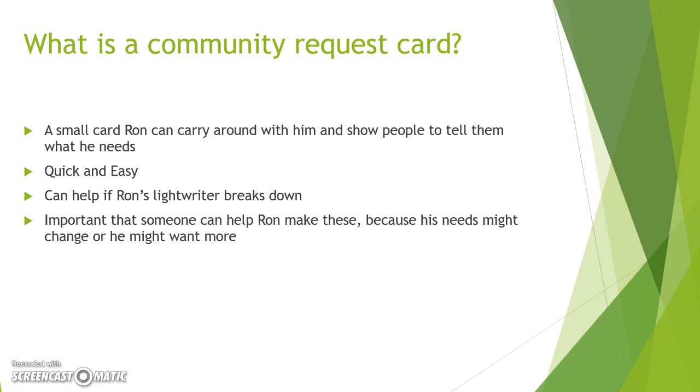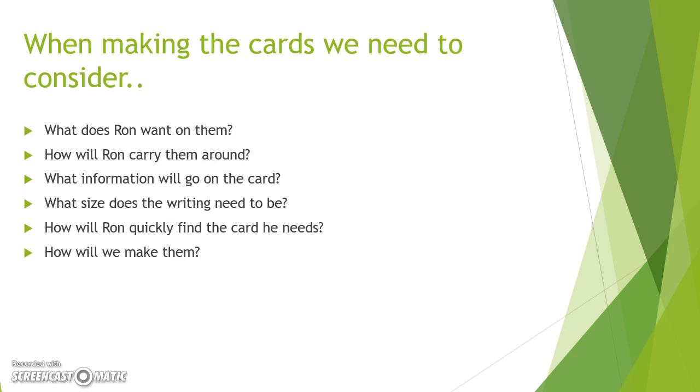It is important that somebody can make these cards for Ron because the things he wants might change and he might want new ones made up. Ron would like to use these cards when he asks for things from shops, like when he goes to the deli or the cafe. When making a community request card, it is important to think about how Ron will use them. It is also very important that we first ask Ron what he wants on them because we need to make them suit exactly what Ron needs.